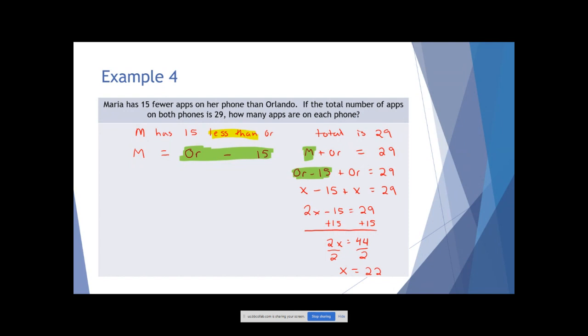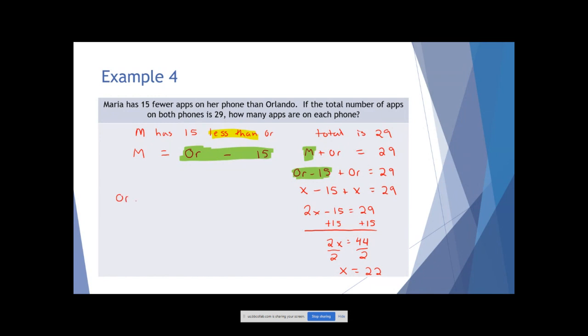So you solve, but you're not done, because you have to say, are you actually answering the question? The question says, how many apps are on both phones? So I'm looking for applications on both phones. So I need to know how many Maria has and how many Orlando has. I have to make sure I got whole numbers, because you can't have fraction apps. So I got a whole number, so that makes sense. Okay, and then I got to figure out what was X. X was Orlando.